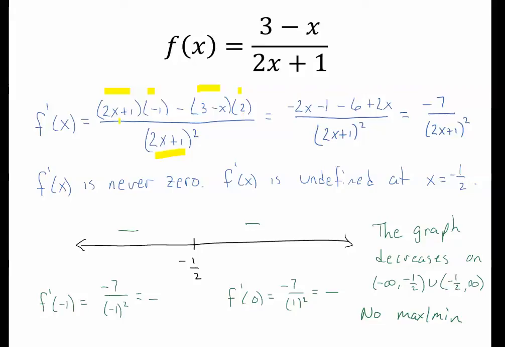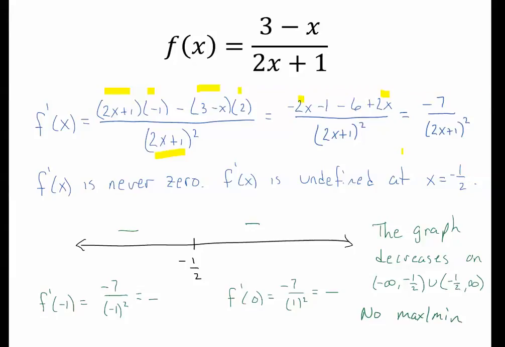Multiplying -1 by my 2x plus 1, I get -2x minus 1. I'm multiplying 2 and a negative times my 3 minus x, so I get a -6 and a positive 2x. My 2x's cancel, and I'm left with -7 divided by (2x plus 1) squared.